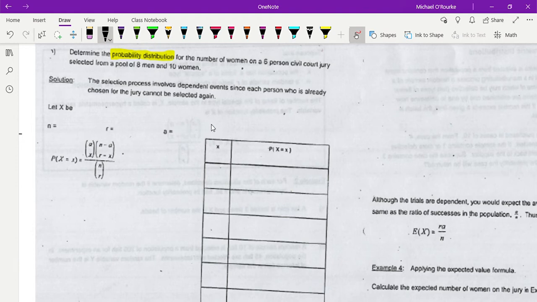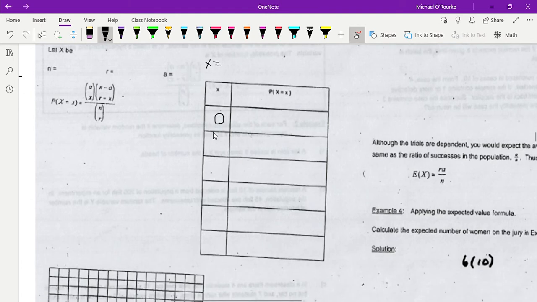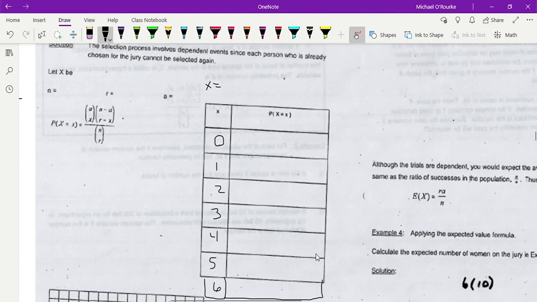What are we missing here? We're missing our X, aren't we? So let's first start off by making a table here of 0 women, 1 woman, 2 women, 3 women, 4 women, 5 women, 6 women. Which one do you want to do first? 0. Okay. So let's go through all our numbers here.